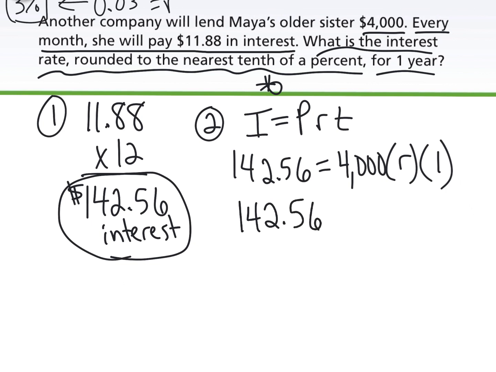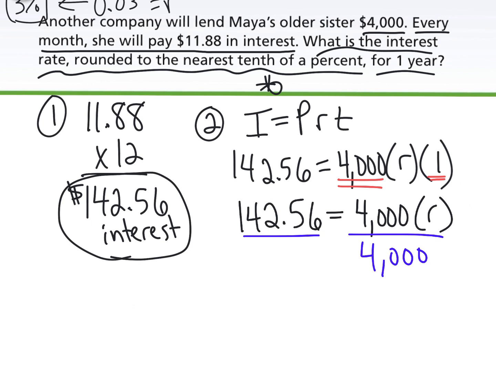So over on the right side of the equation, once again, these are all being multiplied, so we can change the order. We can multiply 4,000 times 1, which is 4,000. And then to solve for r, they're multiplying, so we need to divide by 4,000. When you divide by 4,000, you should get 0.03564.